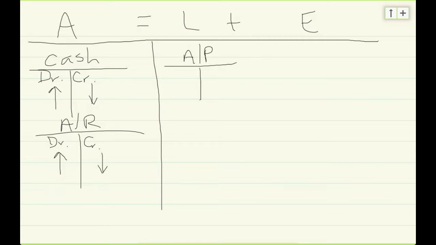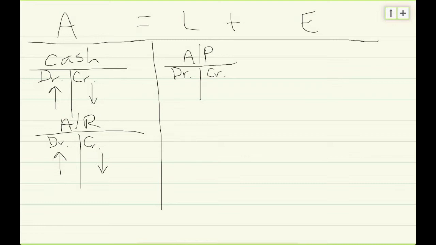Those are some of the liability accounts we've talked about. They all have the same behavior. So I'm just going to write accounts payable, but this would be true of any liability account. Debit is still on the left, credit is still on the right. That doesn't change. But now the behavior is different than an asset.